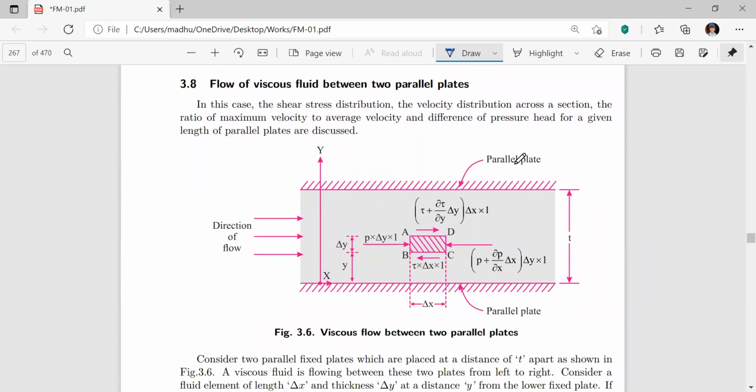As I told you, there is no derivation for the Navier-Stokes equation, only the illustration is given in your syllabus. So with this, I will conclude today's class and continue in the next class with a new topic, flow of viscous fluid between two parallel plates.